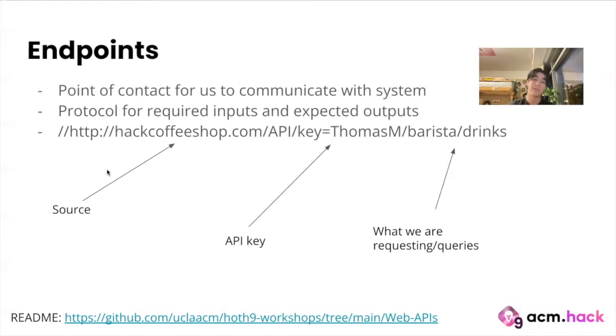So here we have this link, Hack Coffee Shop, that's our coffee shop. A lot of times we'll need to supply our key within the endpoint, so we'll do API key. Let's say my key is Thomas M. Realistically, it'd be something a lot less readable to be guaranteed that it's unique, but this is just an example. And then at the end we have queries, basically what we're asking for, what we're looking for when we're talking to this API.